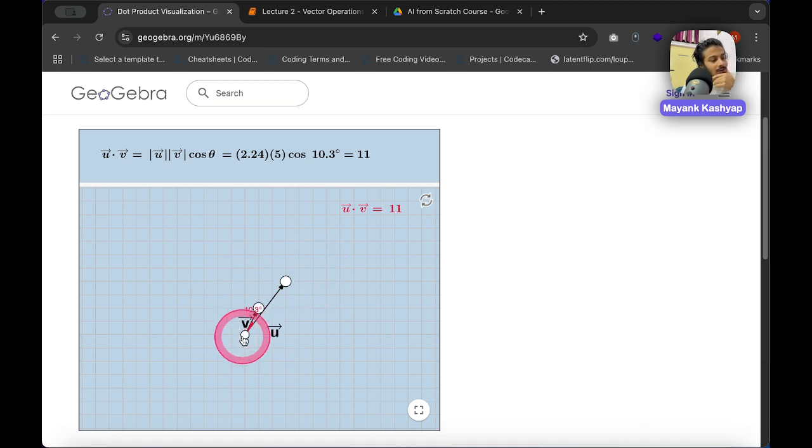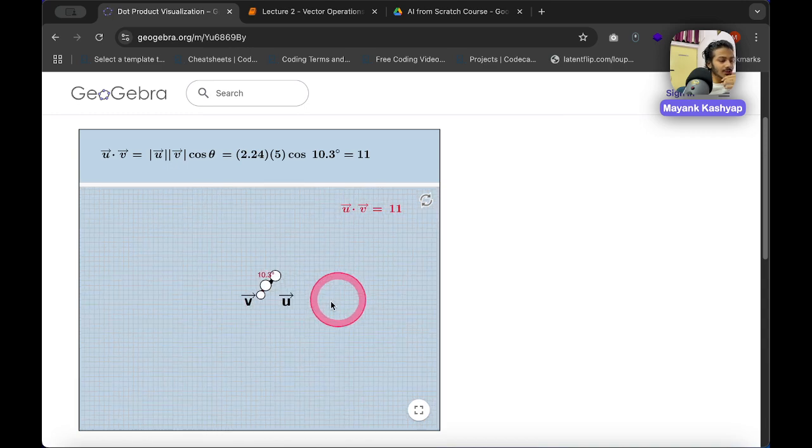So the dot product we are getting is 11. That also we got, right? Now if we calculate, okay, this angle we are getting here is 10.3 degrees, which is giving you the idea: if this angle is closer, obviously, then it means that they are similar.